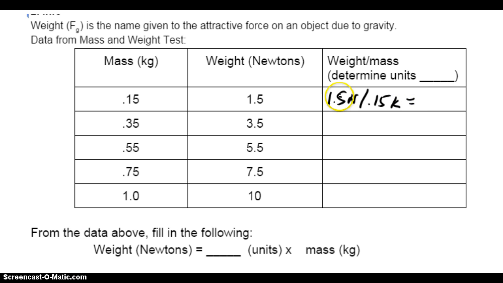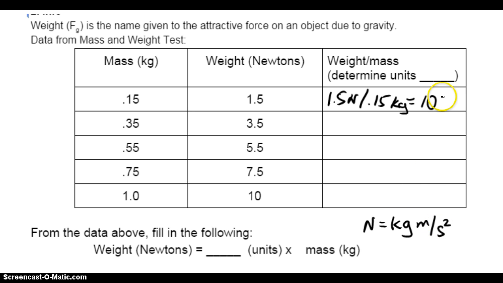Okay, for the numeric part, we see 1.5 divided by 0.15. We know that's 10. But how about these units? The newton divided by a kilogram. And just a reminder that a newton is the force required to accelerate 1 kilogram at a rate of 1 meter per second squared. So we can see if we have a newton per kilogram, the kilograms will cancel.